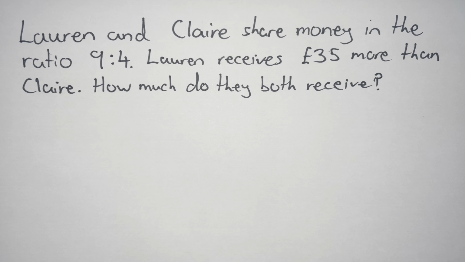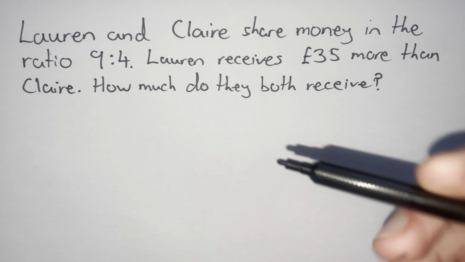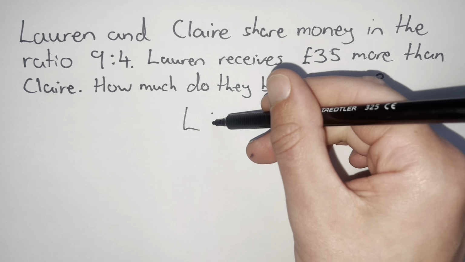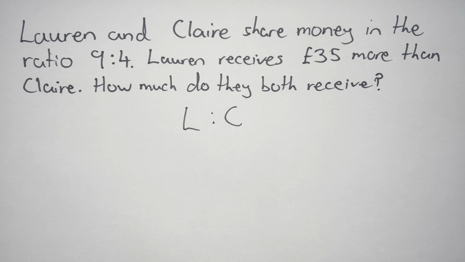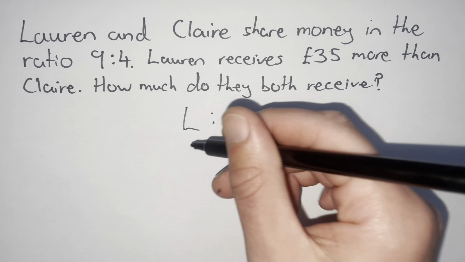In this second question, we're told that Lauren and Claire share money in the ratio 9:4. Lauren receives £35 more than Claire. How much do they both receive? So again, I'm going to start by labelling my ratio. I have Lauren and Claire here, so let's write this as L to C. And my ratio in the same order is 9:4.